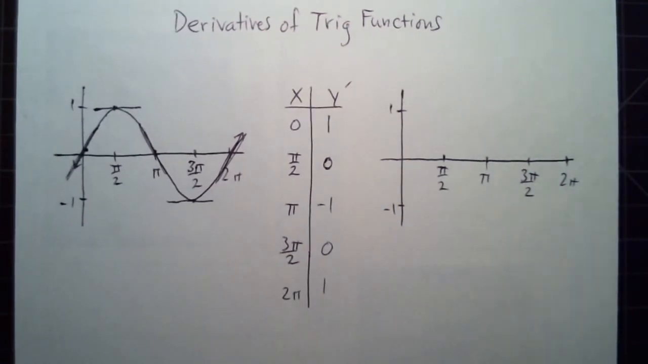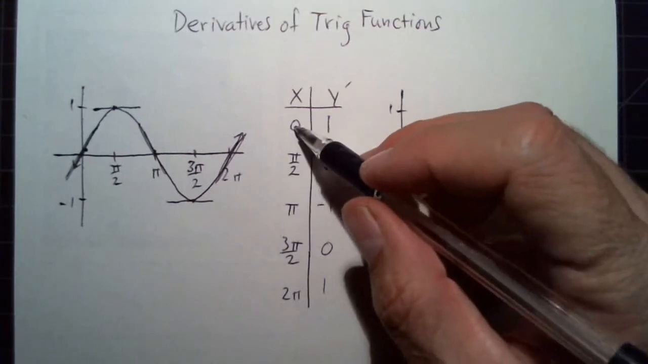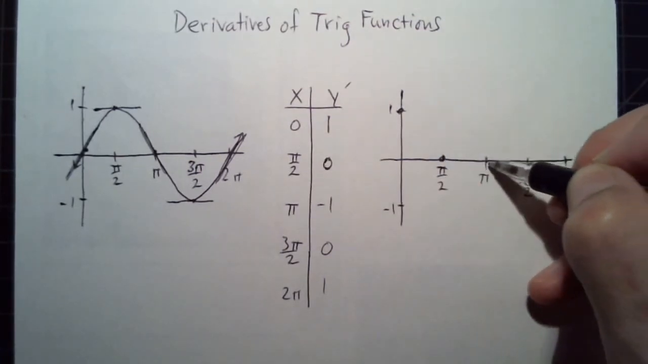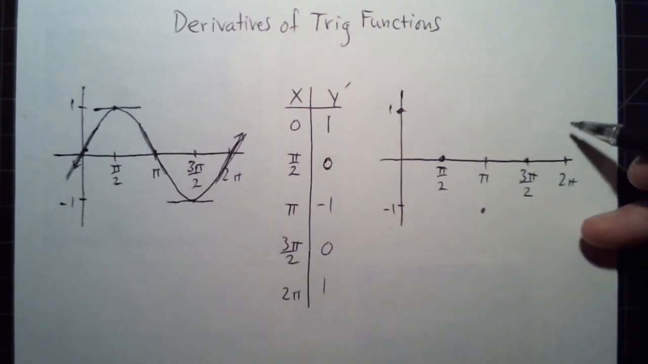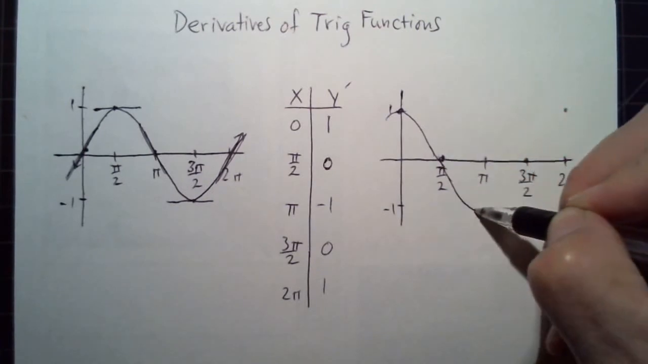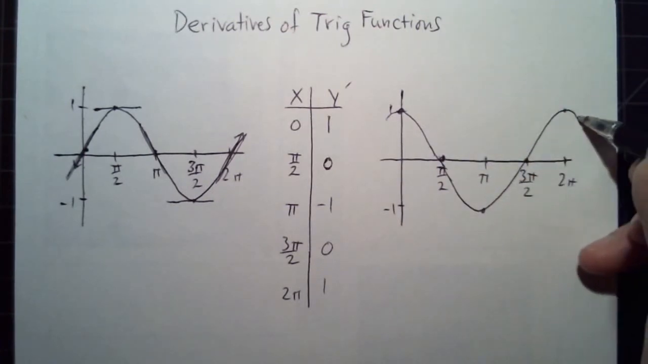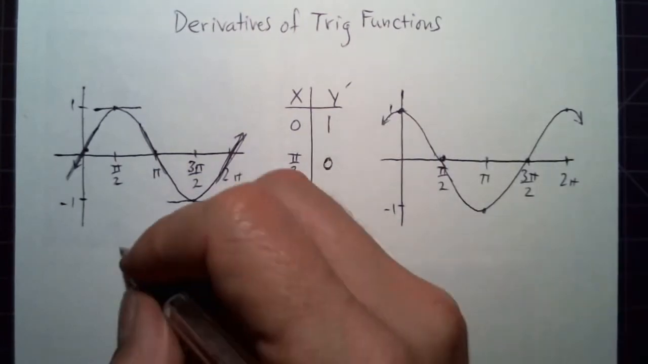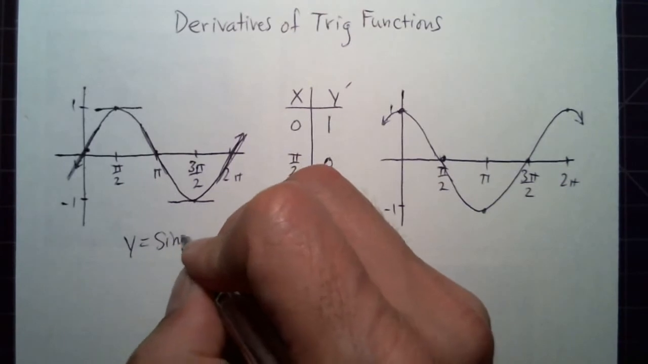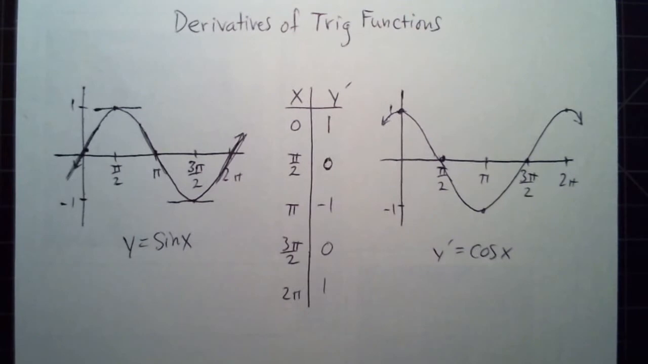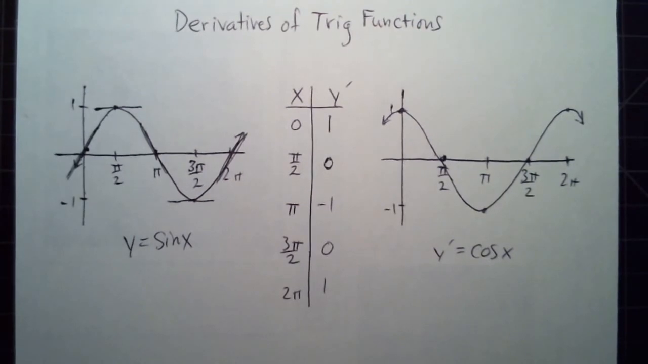So now let's plot these points and see what function this might be. At 0, 1. At pi over 2 we go to 0. At pi we go to -1, then 0, 1. So now we have this graph, and that graph is cosine. So if this is sine, its derivative is cosine. Let's see what the derivative of cosine is.